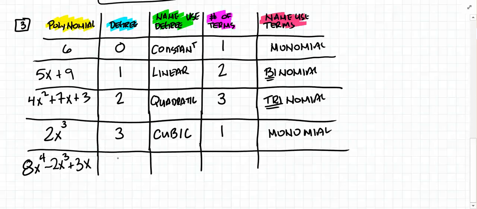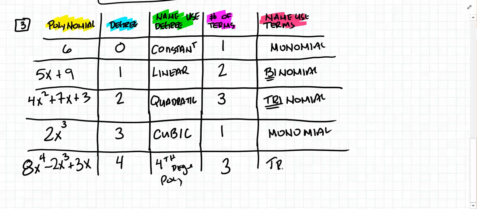What will be the name for the degree? Well, from 4 on up, we just call it a whatever degree polynomial. So this would just be a 4th degree polynomial. If I gave you 8x to the 40th, that would be a 40th degree polynomial. So there's no real fancy names that we use past 3. You have to know the names for the degrees of 0, 1, 2, and 3. That's it. Okay? Number of terms should still be what, everybody? 3. So what do we call that? A trinomial. Very good.